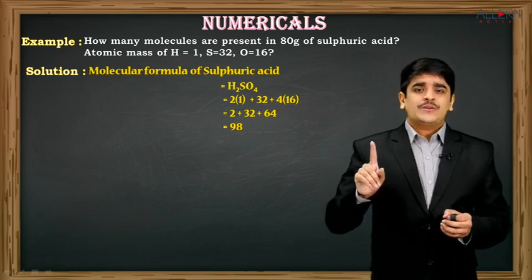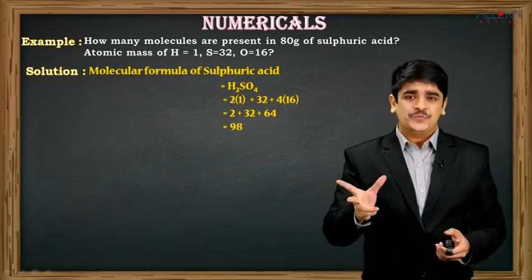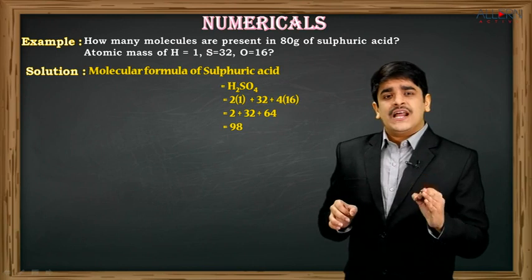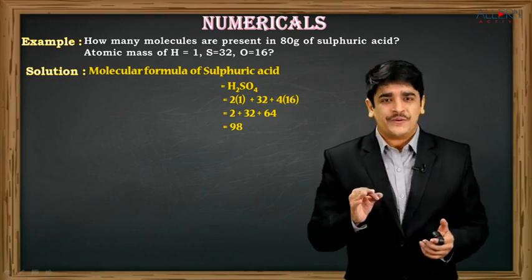What is the mass of one atom of hydrogen? 1. How many are there? 2. So 1 into 2. What is the mass of a single atom of sulfur? 32. How many are there? 1. So 32 into 1.